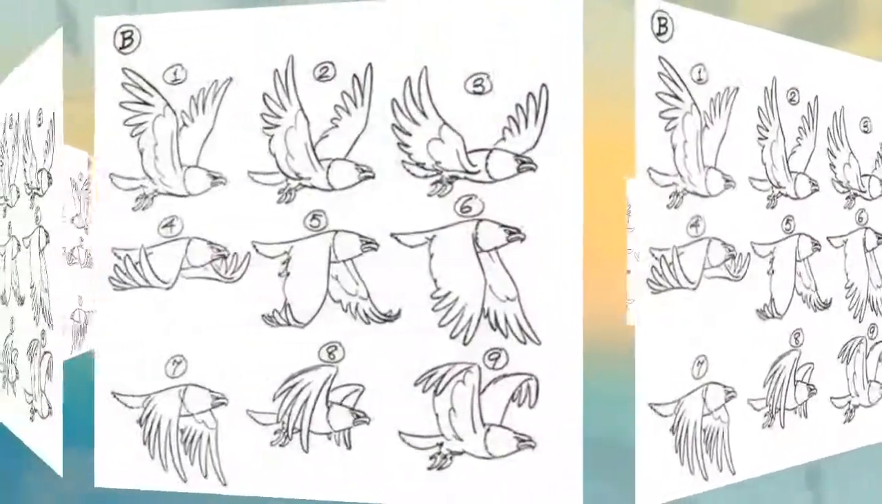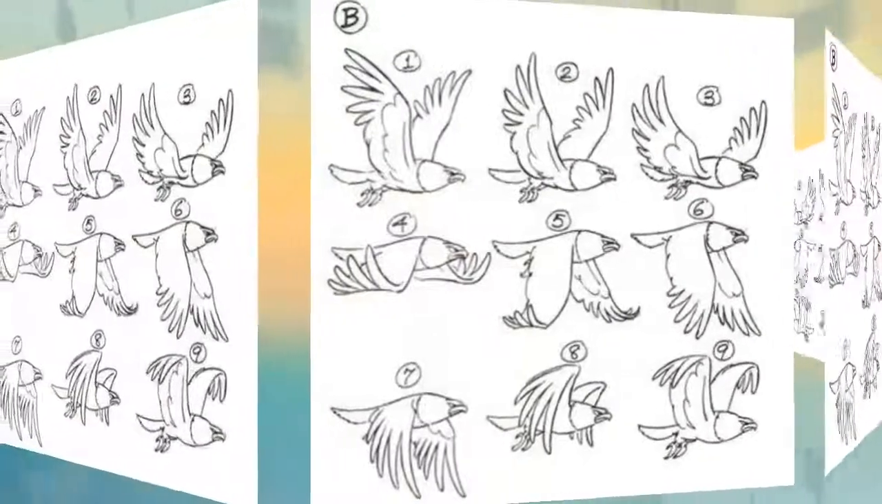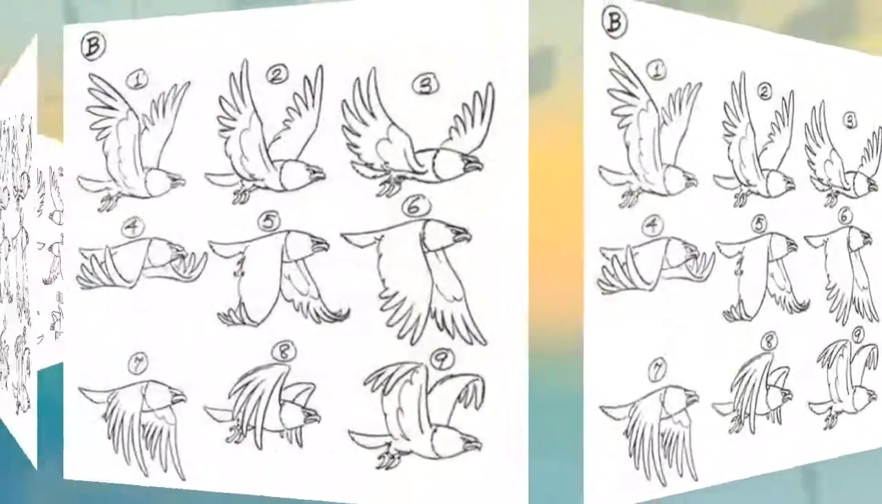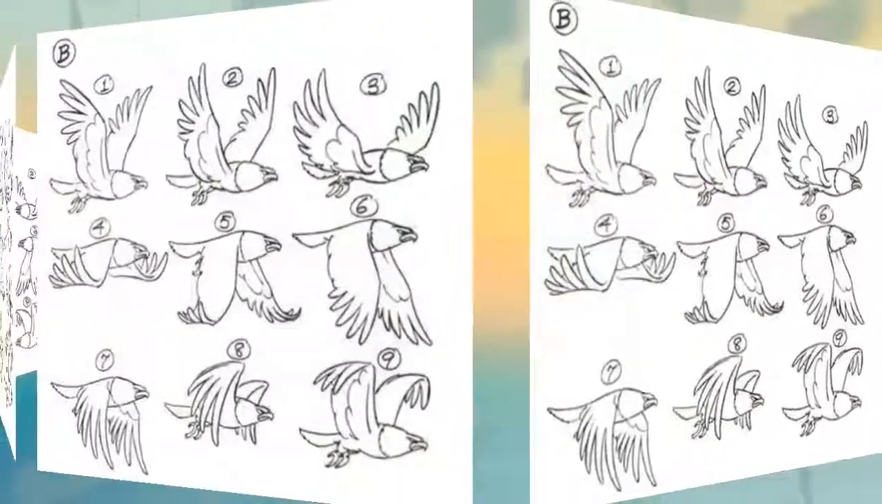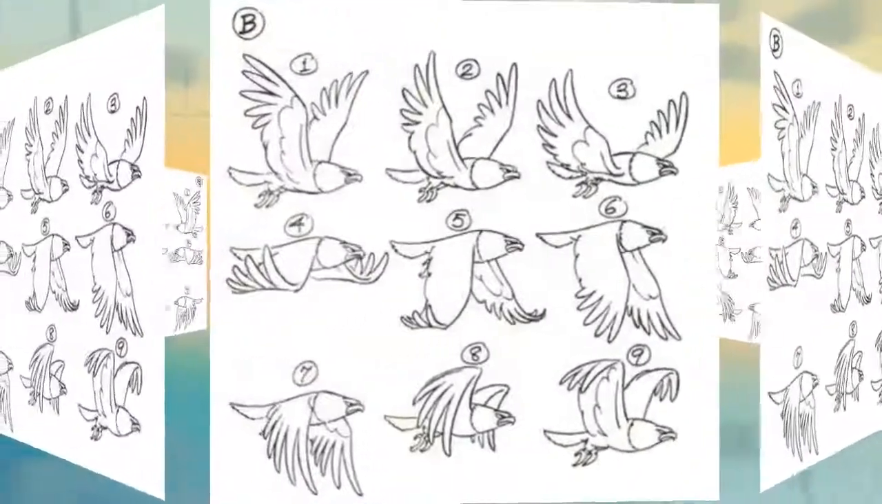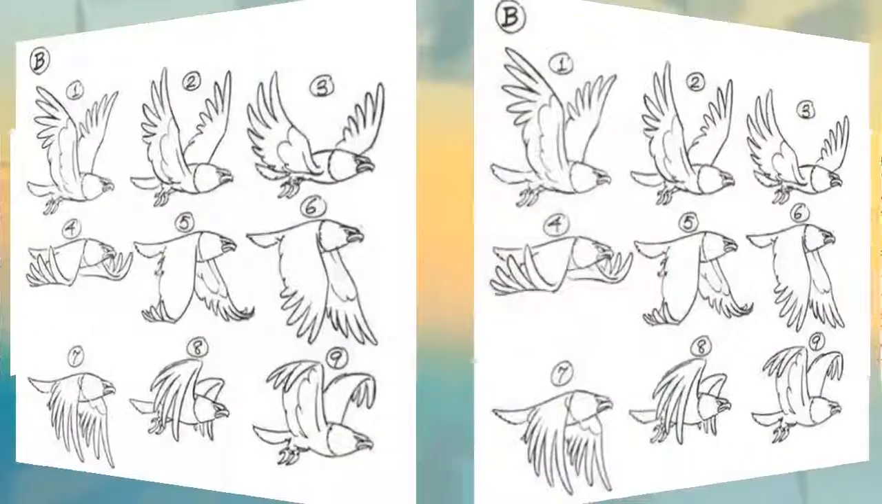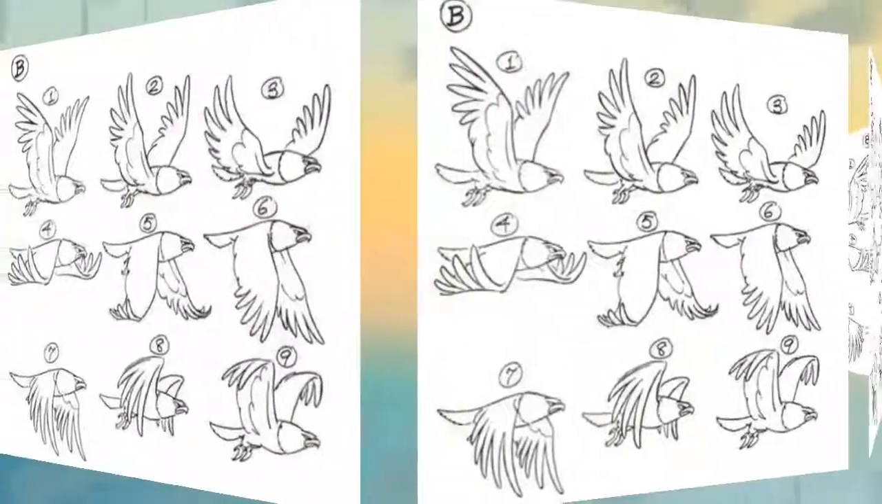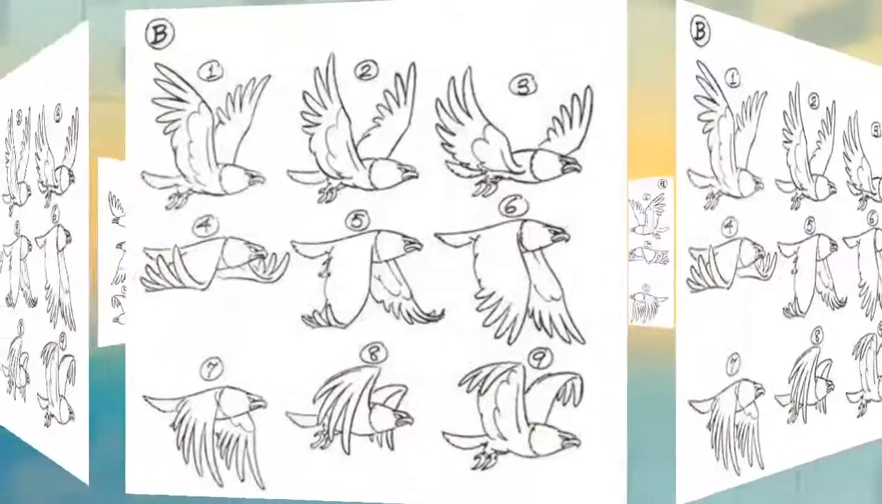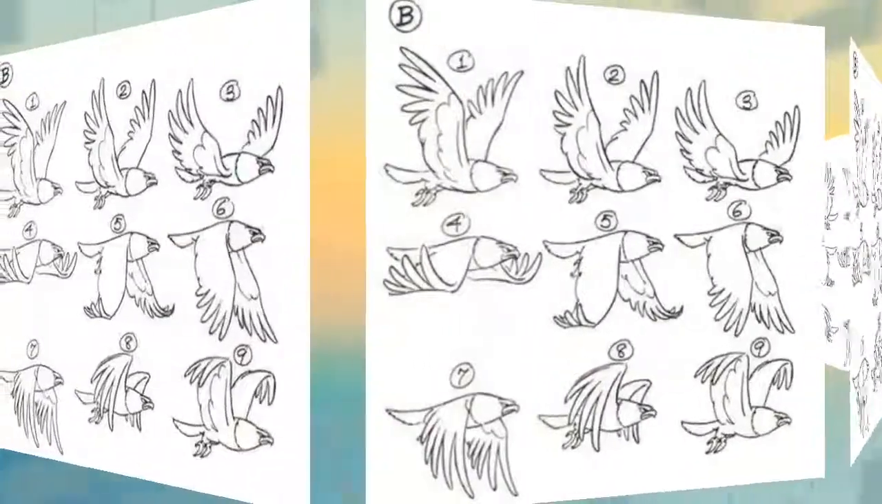The bird's wings are moved down and forwards, lifting the body in the air. This movement is termed as downstroke. And the wings are lifted upwards in preparation for another downstroke. This movement is termed as upstroke.